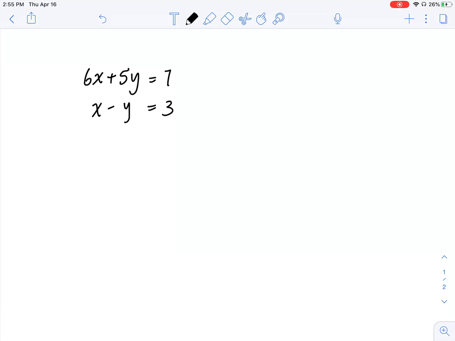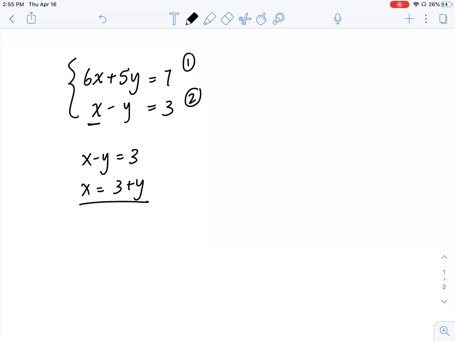So we need to use the substitution method to solve this linear equation. Before we start, let's call this equation 1 and let's call this equation 2 to give us our system. Let's go ahead and isolate x in equation 2. So x minus y equals 3, so x equals 3 plus y.